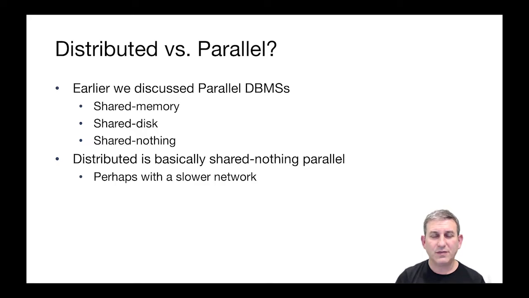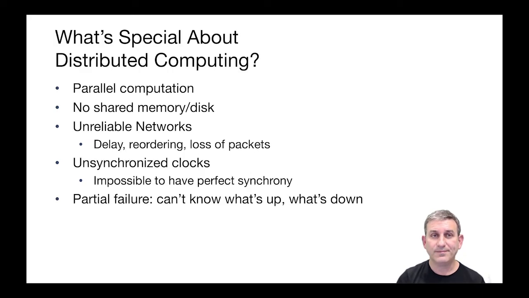Earlier in this class, we talked about parallel databases, and today our topic headline is distributed databases. So what's the difference? Well, remember for parallel databases, we talked about shared memory versus shared disk versus shared nothing architectures. Basically, a distributed database is a shared nothing parallel system, but you might consider a distributed database being over a wider area, so maybe separated by geography with a slower network. But really, we're just talking about a shared nothing environment.